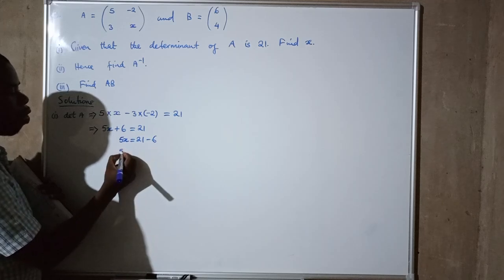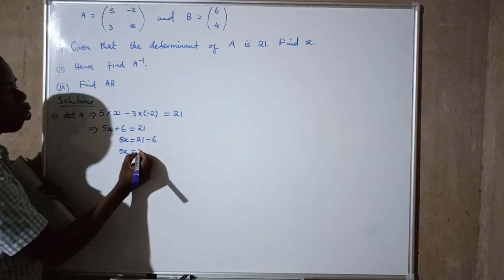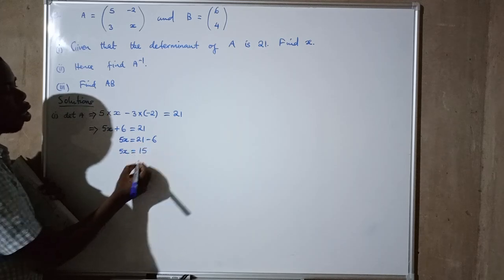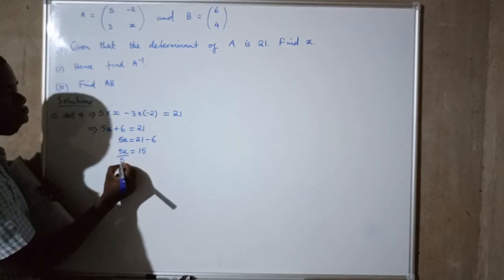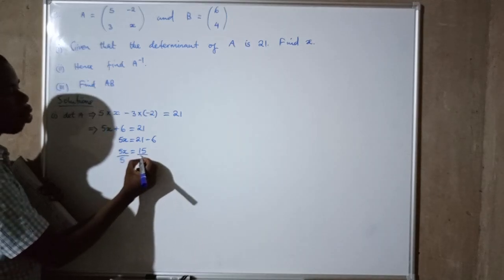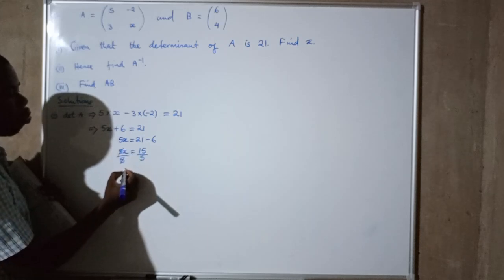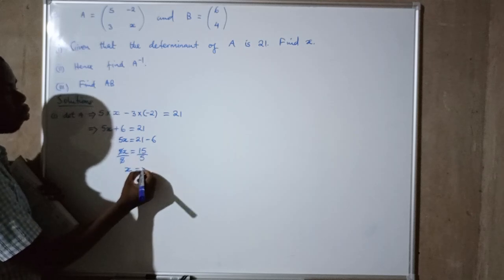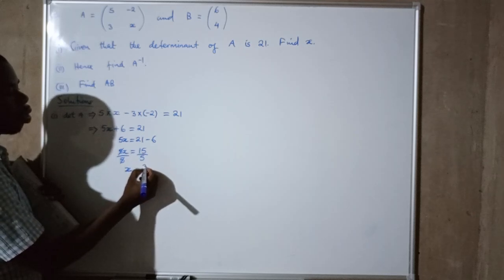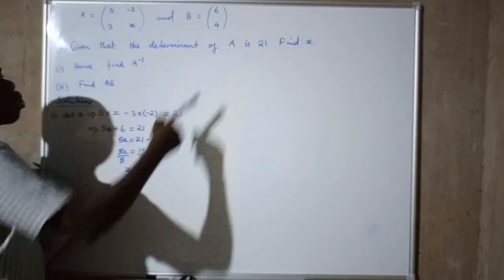Then we'll say, okay, 5x is equal to 21 minus 6, it will be 15. Now for us to remain with x, we divide this side by 5, and also this side by 5. So 5 into 5, it will go, and we remain with x. x is equal to 5 into 15, which is 3. So we have found the value of x.